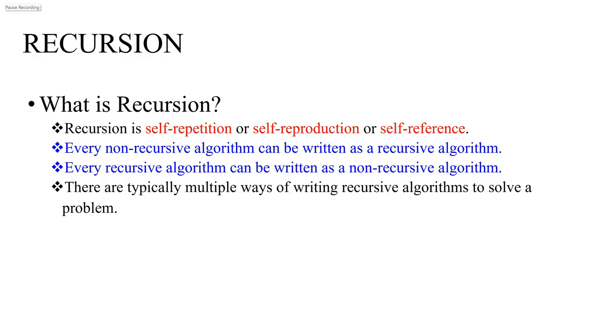And every non-recursive algorithm can be written as a recursive algorithm. So we have two types of algorithm: either the algorithm is recursive or non-recursive. But you can write a non-recursive algorithm as a recursive one, and a recursive algorithm as a non-recursive one. There are typically multiple ways of writing any recursive algorithm while solving a problem. So to validate our sentences, let's take some examples and try to understand recursion through them.